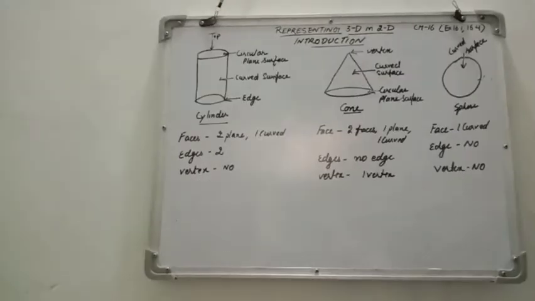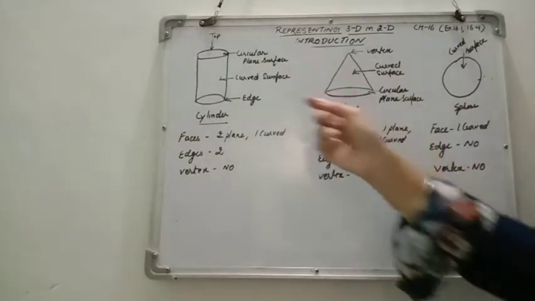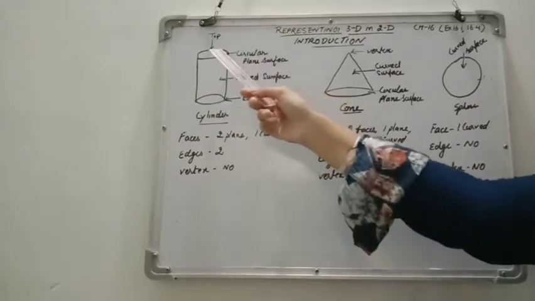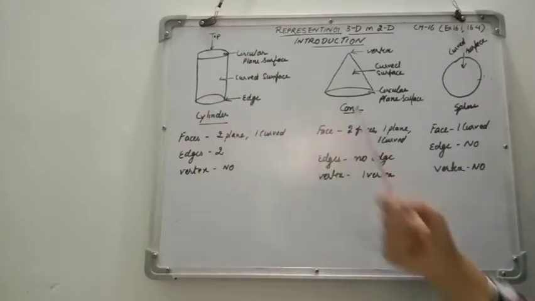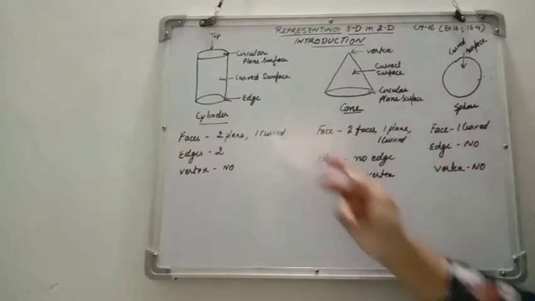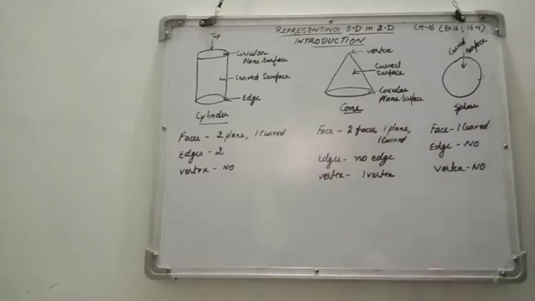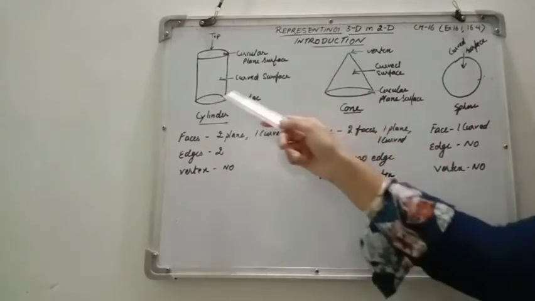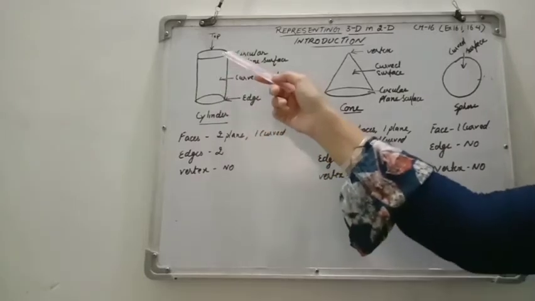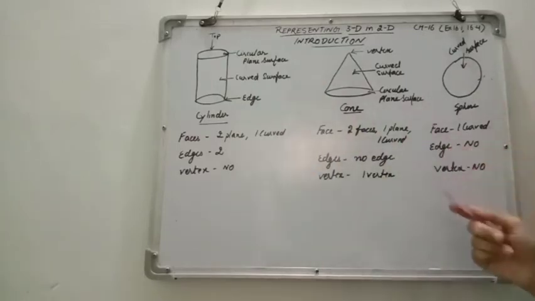See the figure number 3. This figure is called a cylinder, where 2 circles are there. This is called a circular plane surface at the top, also at the bottom. And this middle part is called the curved surface. So a cylinder has 2 plane surfaces and 1 curved surface. So total 3 faces are there. And this is called an edge. So 2 edges are there, edge 1 and edge 2. And no vertices.